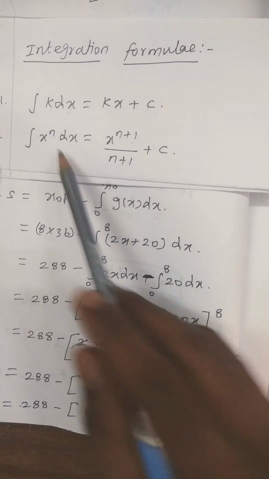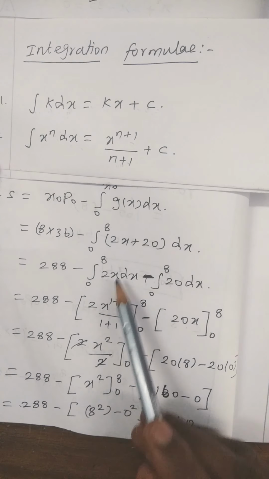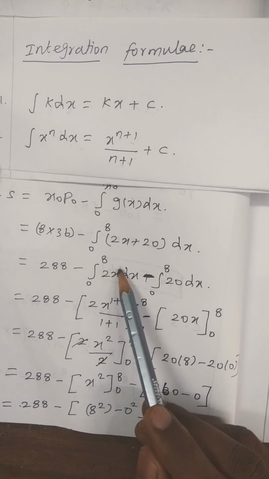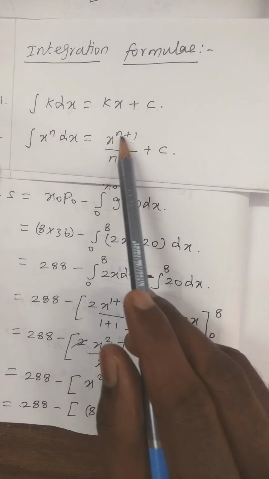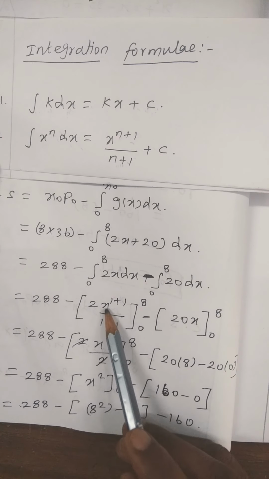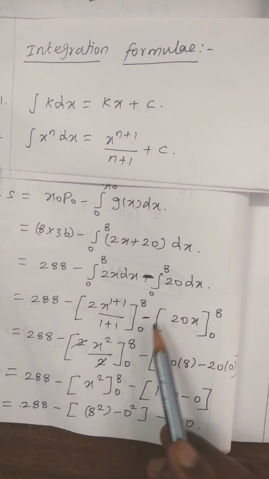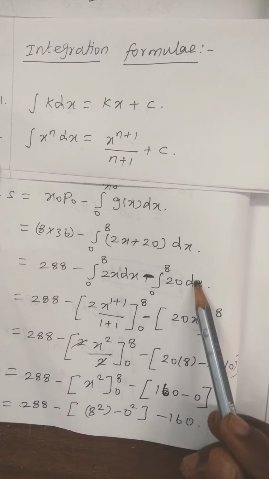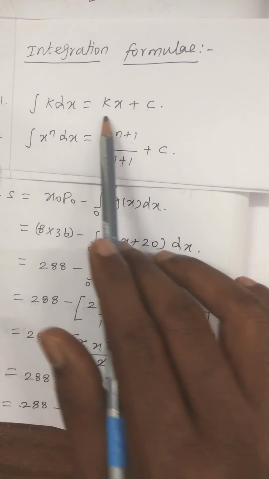What is the n? x power n dx equals x power n plus 1 by n plus 1. What is the x here? x. What is the n here? Without a number, without a power, assume 1. So n means x power n plus 1, here 1 plus 1. So 2 of x power 1 plus 1 by 1 plus 1, close bracket 0 to 8, minus, see this is the integral 0 to 8 20 dx. So again we use the integration formula: integral k dx equals kx plus c.